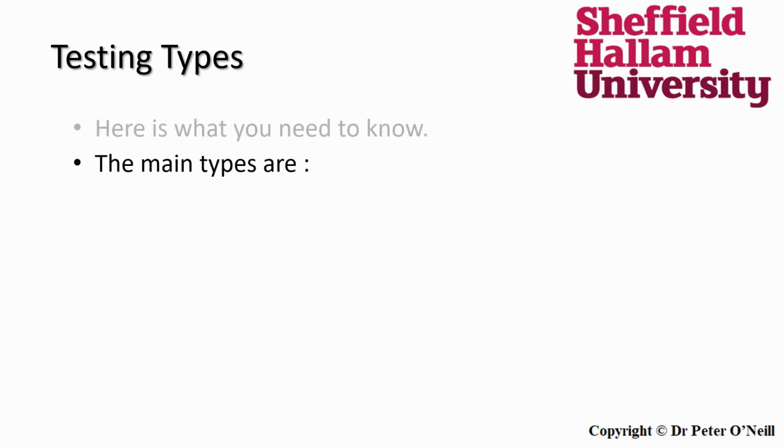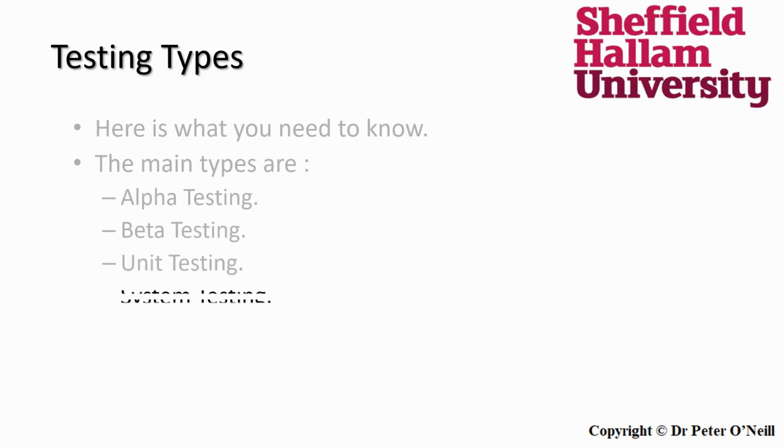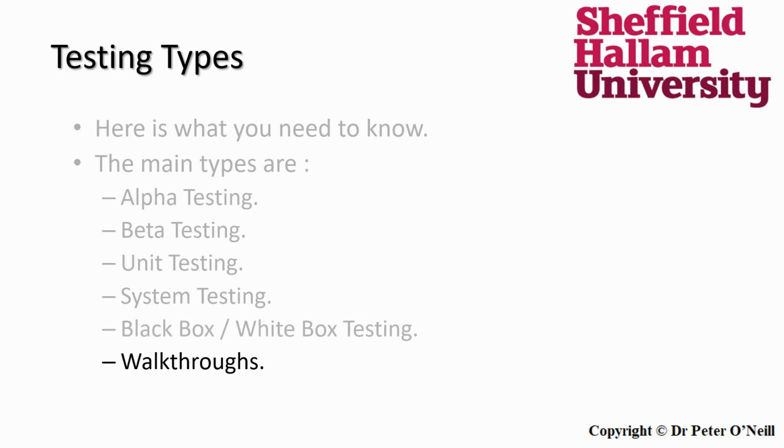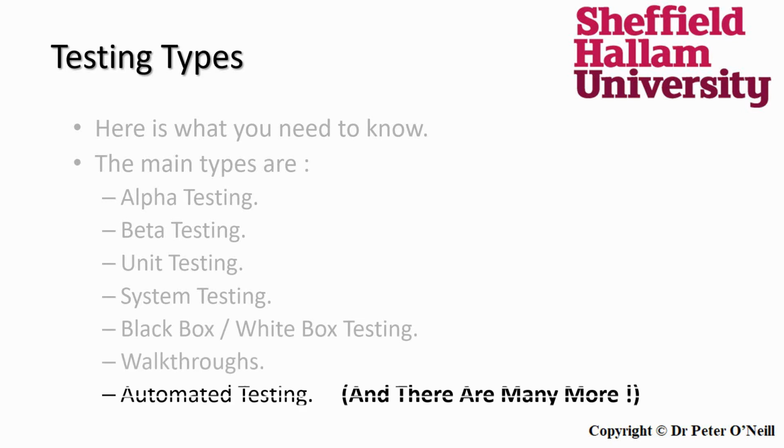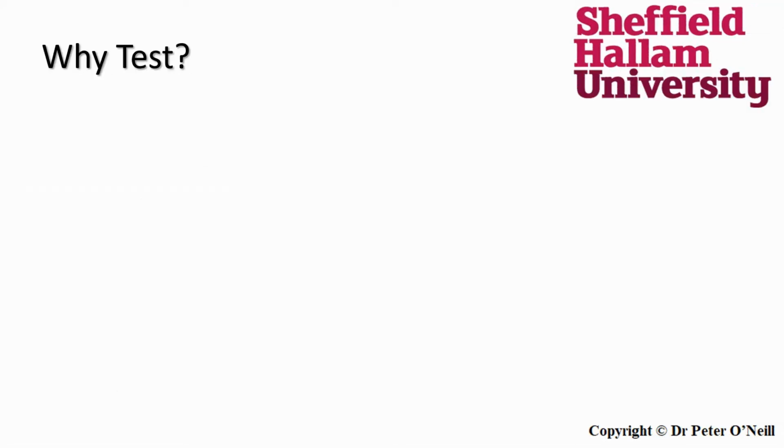Okay, so testing types. Here is what you need to know. The main types are alpha testing, beta testing, unit testing, system testing, black box, white box testing, walkthroughs, automated testing, and they go on and on because there's more and more. However, we're not about to do them all.